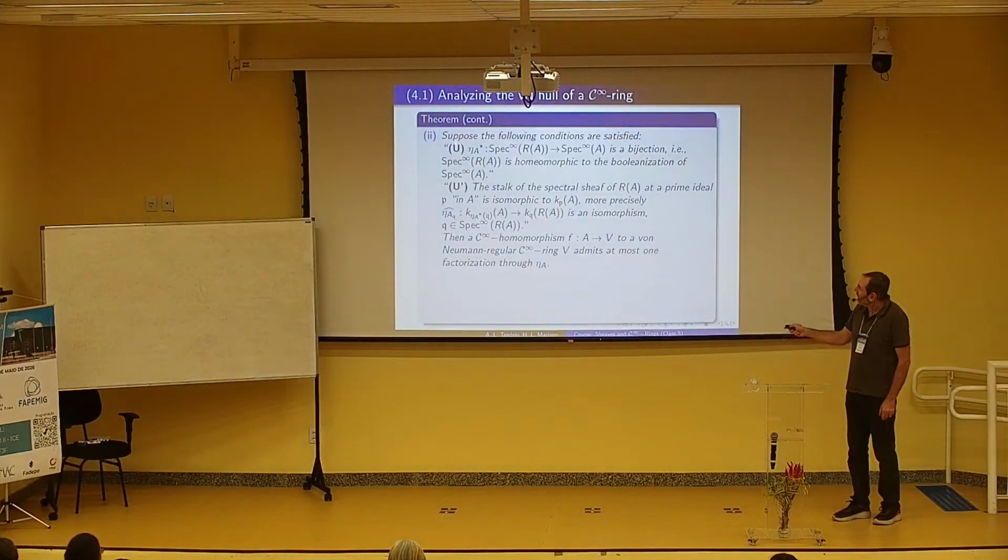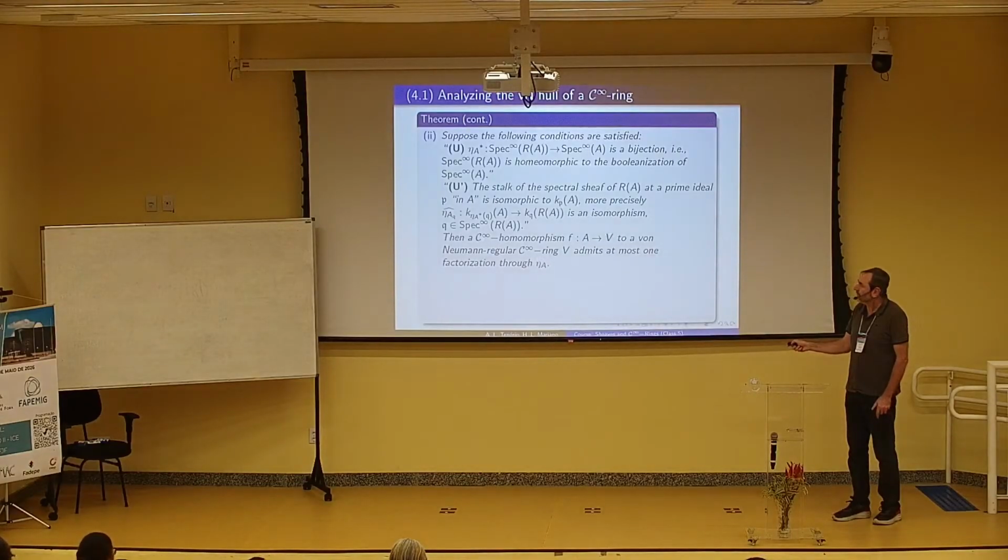E aqui é a continuação, né? Além disso, se esses mapas são tais que os induzidos vão dar um homeomorfismo entre o R de A e o espectro construtivo de A, e as fibras dão isomorfismos, então aqui é a parte da finalização. Então, de fato, todo morfismo F de A para um anel de von Neumann regular V vai se fatorar, na verdade vai ter no máximo uma fatoração através do eta de A.